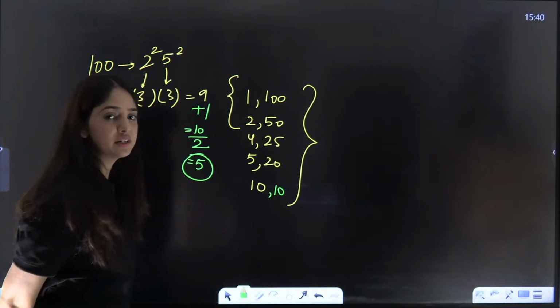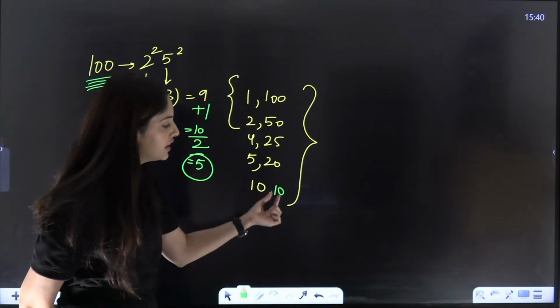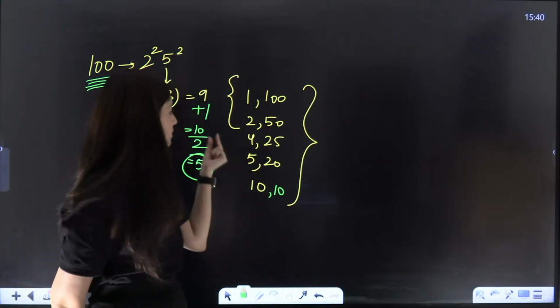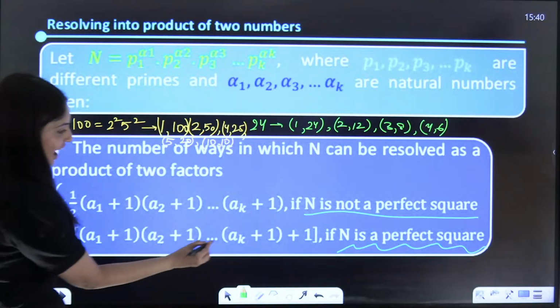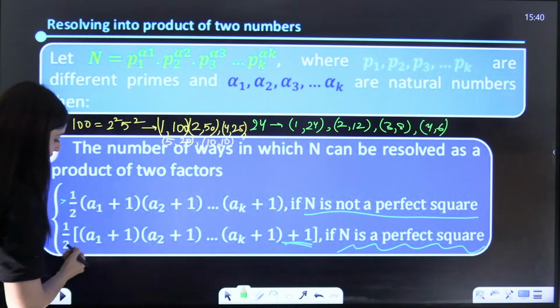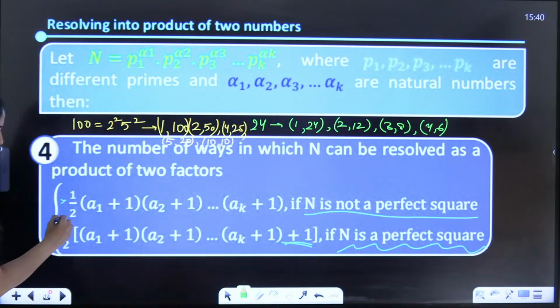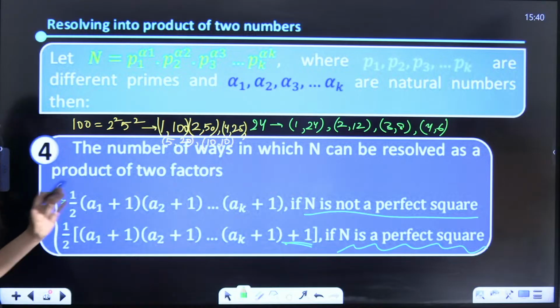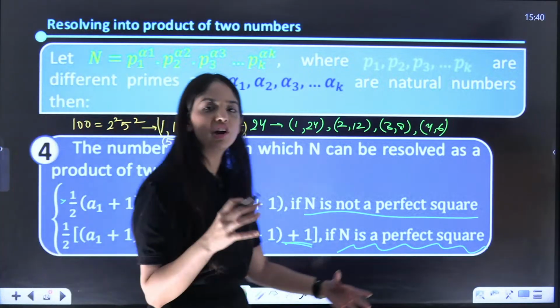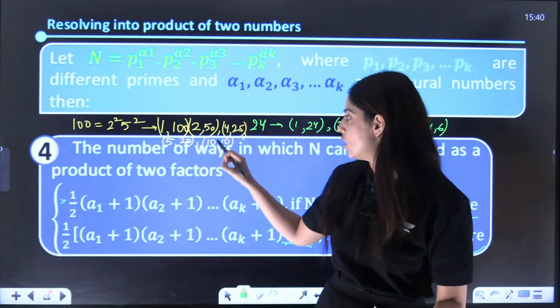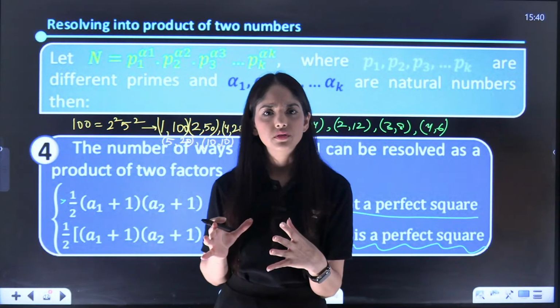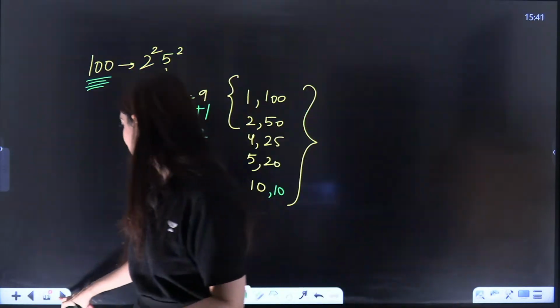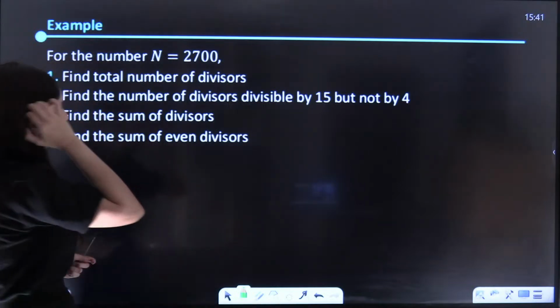How did we get to this? By adding 1 to the total number of divisors and then dividing it by 2. So we add 1 to the total number of divisors and then divide it by 2. So this is how you get the number of pairs, the number of ways in which we can divide the divisors into products. Alright, now let's look at a problem.